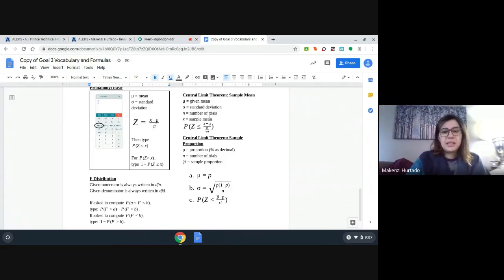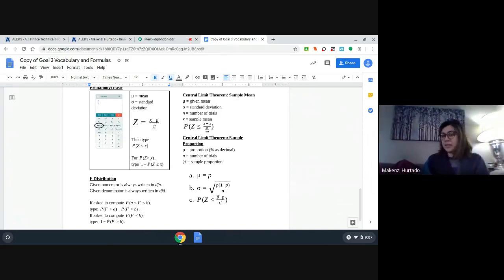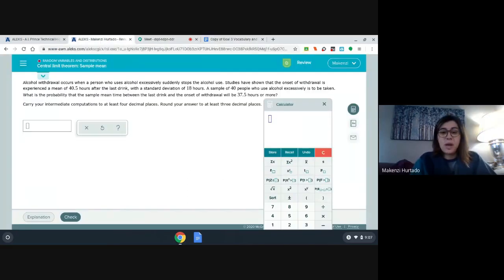And then our formula is the sample mean minus the given mean divided by the standard deviation, which is divided by the square root of the number of trials. You want to make sure you take a minute to write that down so you don't have to be going back and forth and back and forth. I'm going to write it down really quickly so that I have it saved. It just makes life a little bit easier when we're going through. We're going to be using our Alex calculator for this as well.